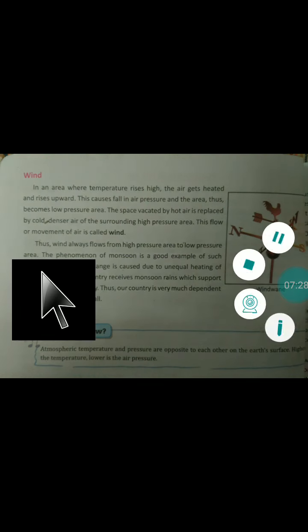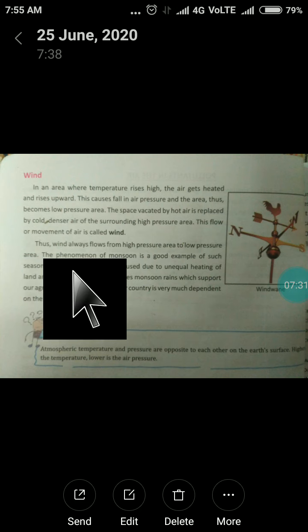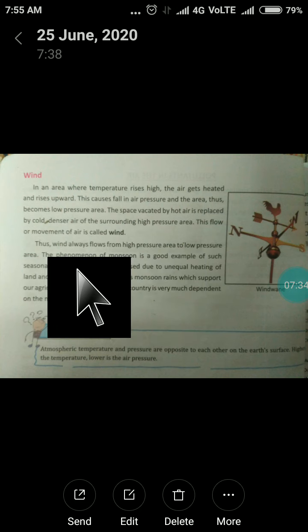High pressure area means your land area, your sea area, where water vapors are there, where the pressure in the wind is quite high. Just like we have monsoon, this flow or movement of the air is called wind. When the light weighted air moves upward, the heavier air covers that empty space. Thus, wind always flows from high pressure area to low pressure area.